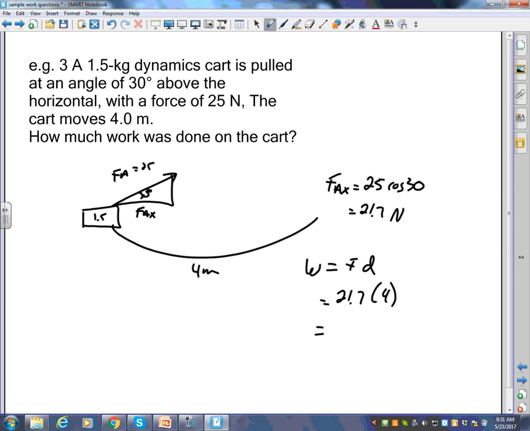Are you kind of hoping that they get a little bit harder than this? This is a good level, Connor? 86.8 joules. Relatively straightforward.